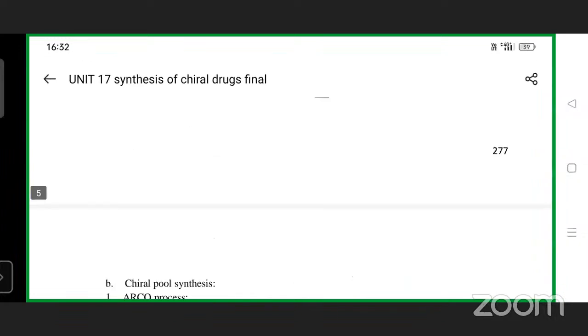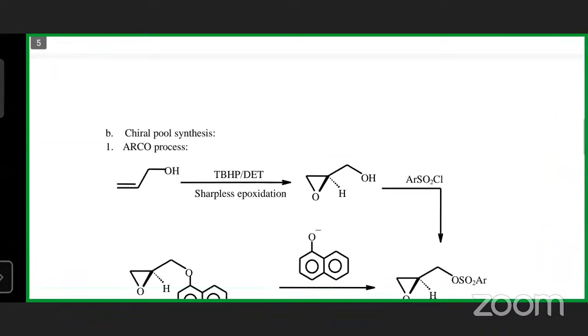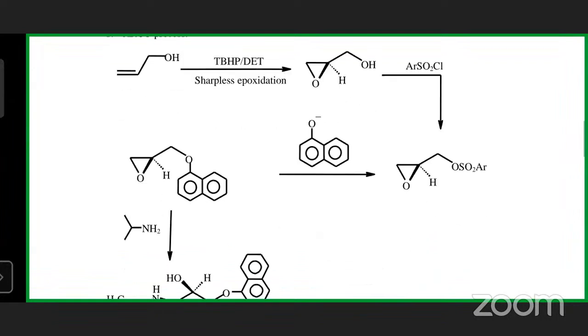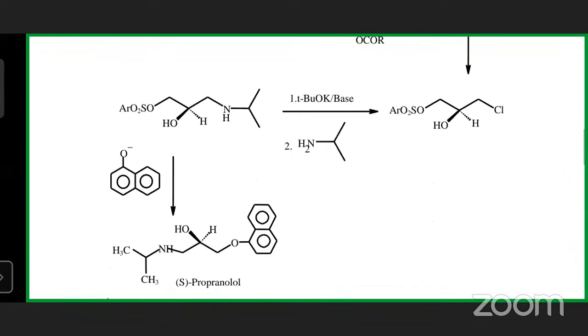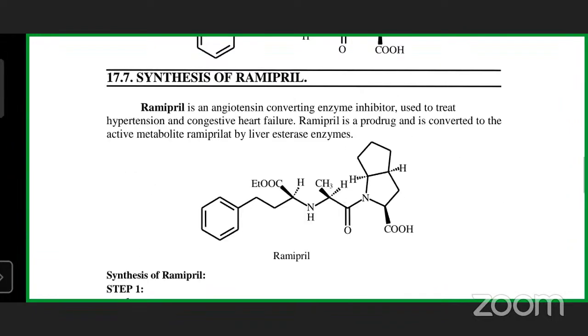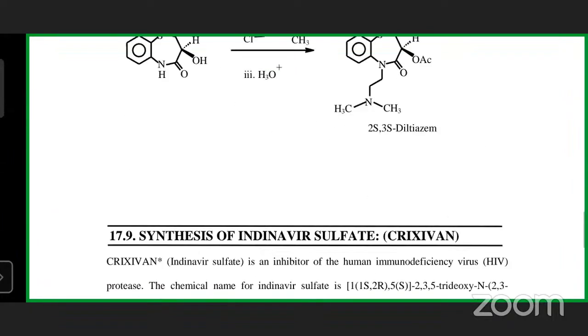Ramipril is there, and one more. Let's see. Yeah, we'll see diltiazem. Diltiazem is also important here. Generally, here it is the synthesis of 2S,3S diltiazem.